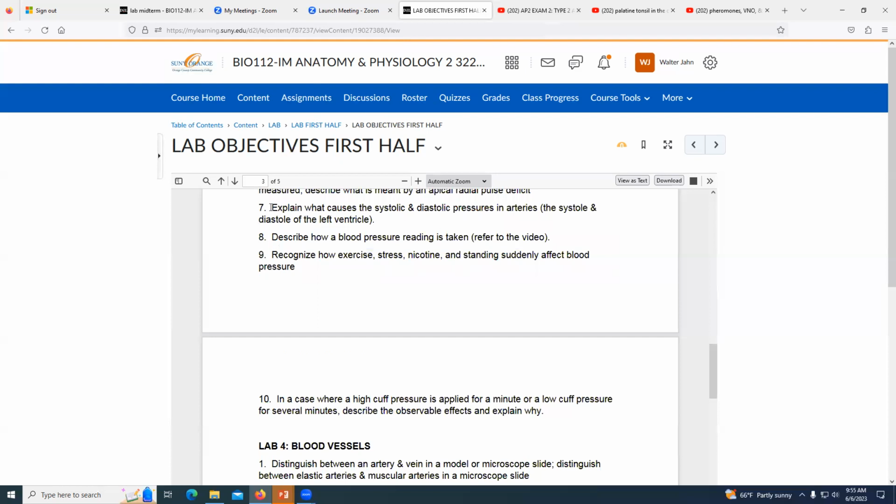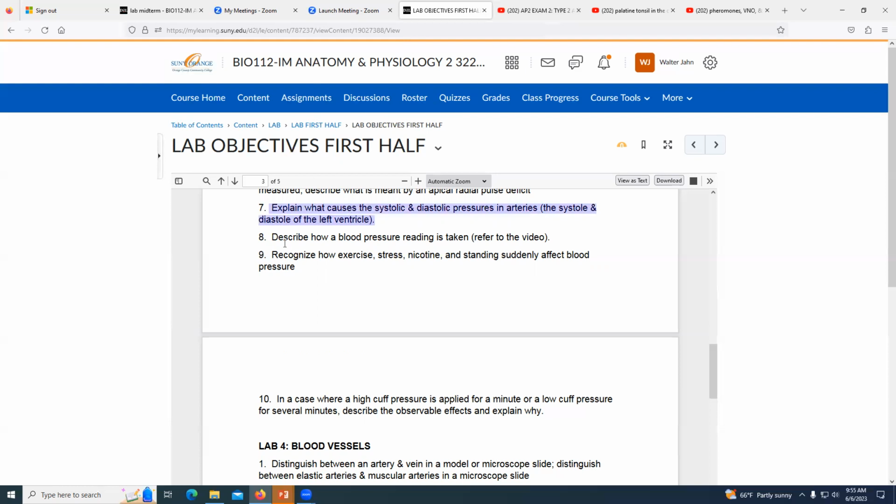Once again, here's one a lot of people get. What causes the systolic and diastolic pressures in the arteries? Why do we get a blood pressure reading with a high value and a low value? What I'm looking for in parentheses is the systole and the diastole of the left ventricle. I have a blood pressure that's 120. It's the systolic value. Why? Because the systole of my left ventricle puts that much pressure in the blood. And I have a diastolic pressure of 80. Why? Because when my left ventricle is in diastole, that's how low the pressure goes.